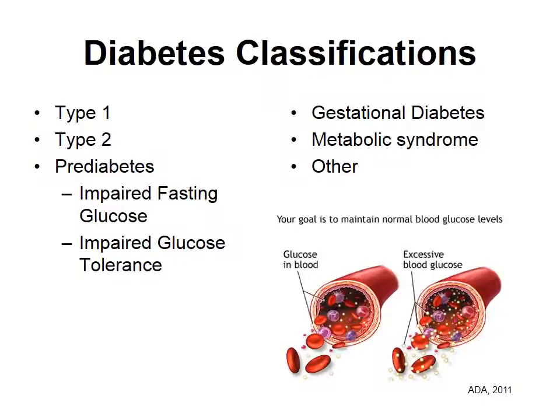Metabolic syndrome is associated with diabetes mellitus, particularly type 2 diabetes, and is characterized by visceral obesity, that is, central obesity, also known as the apple shape, hypertension, and dyslipidemia. Other types of diabetes are associated with pancreatic disease, endocrinopathy, drugs, and chemical agents.